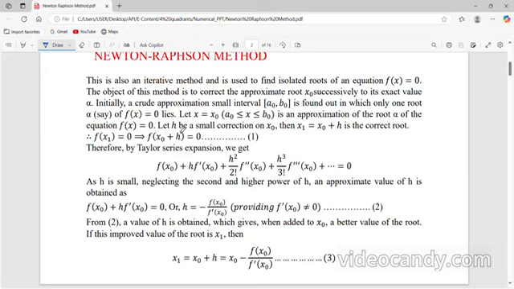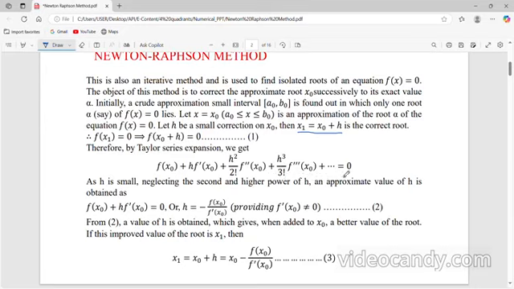Let h be a small correction on x0. Then x1 = x0 + h is the correct root. Therefore f(x1) = 0, that implies f(x0 + h) = 0, equation 1. Therefore, by Taylor series expansion, we get f(x0) + h f'(x0) + h^2/2! f''(x0) + h^3/3! f'''(x0) + ... = 0.